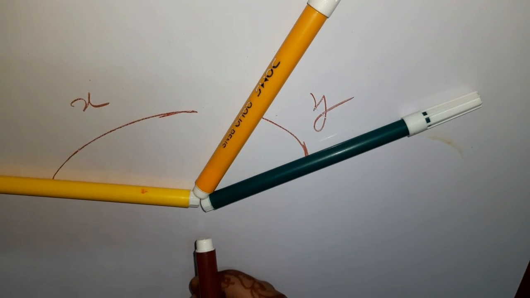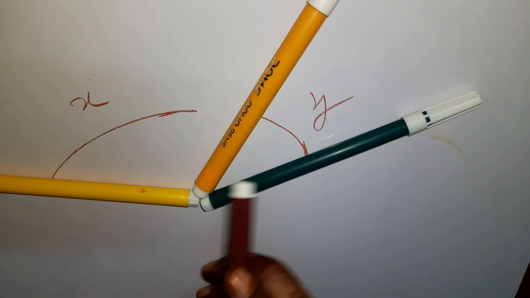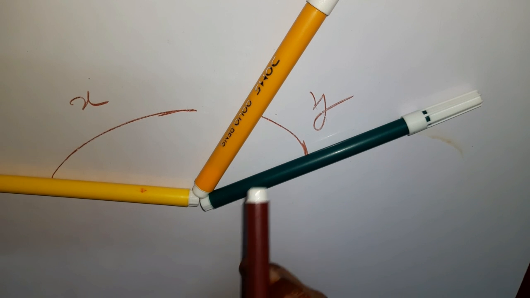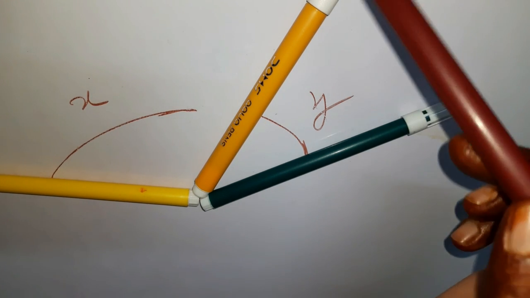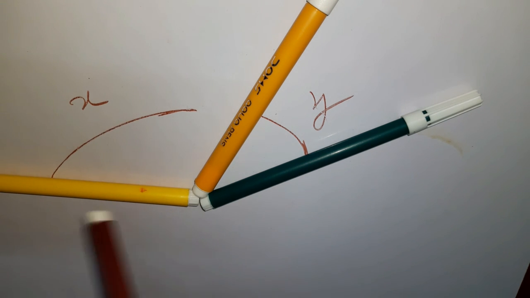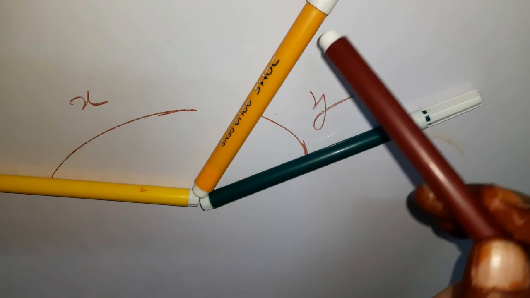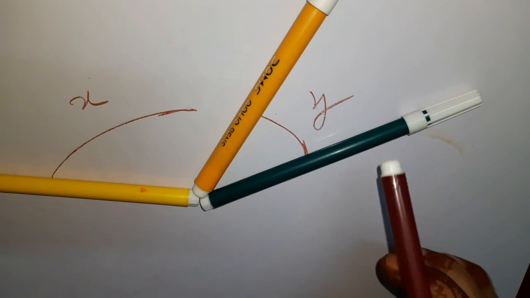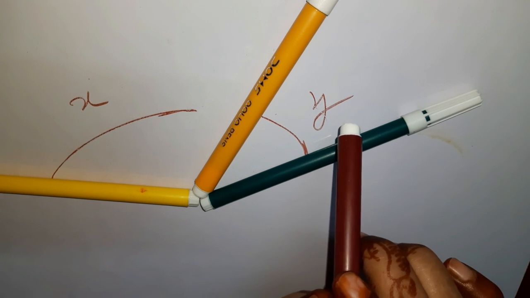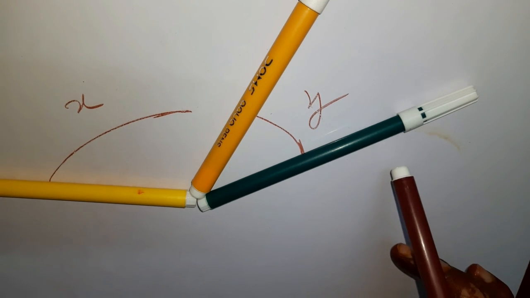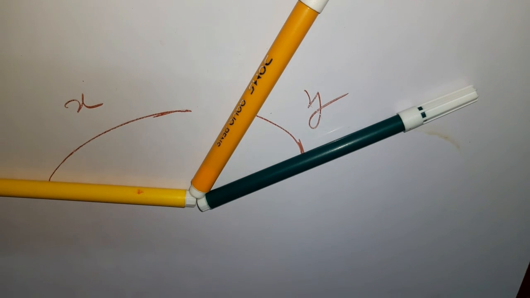Now you can see that these two angles, angle X and angle Y, both of them are sharing one common arm. This angle X is formed with the help of this yellow colored sketch pen and this dark yellow, or you can say orange colored sketch pen, right? And this angle Y is formed with the help of this orange colored as well as the green colored sketch pen, right? So we are having two angles here.